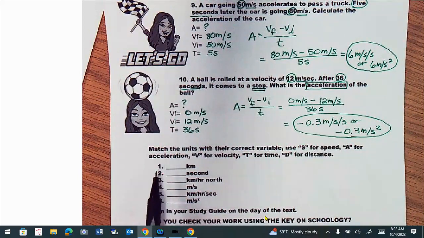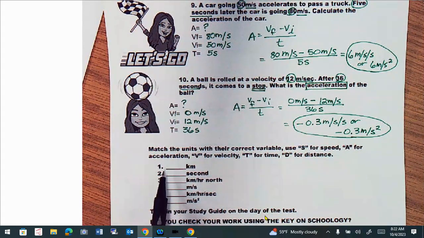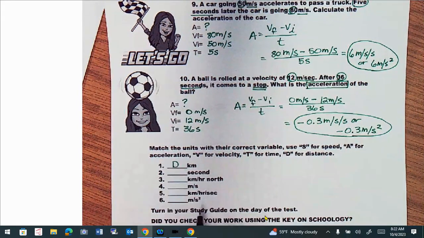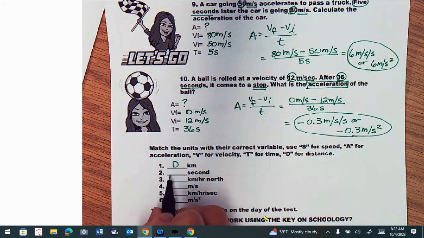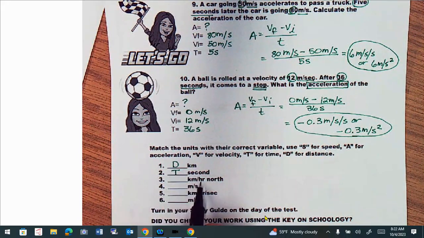So here, all you're adding is either V for velocity, T for time, D for distance, S for speed, or A for acceleration. So kilometers is a unit for distance. Seconds is a unit for time. Kilometers per hour north is a unit for velocity, speed in a given direction. Meters per second is a unit for speed. Kilometers per hour per second is a unit for acceleration, as is meters per second squared.